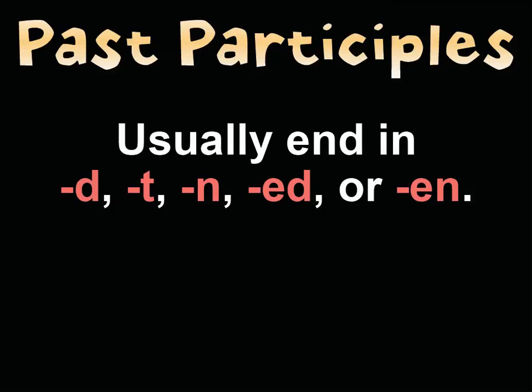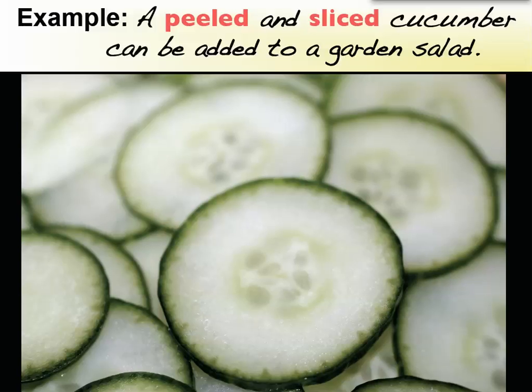Past participles usually end in D, T, N, ED, or EN. Here's an example of a sentence with actually two past participles modifying that word cucumber. A peeled and sliced cucumber can be added to a garden salad. So peeled and sliced are both participles, past participles, and they are both being used to modify cucumber, the noun. So don't be fooled. Sometimes there can be more than one past participle or any participle modifying a noun.